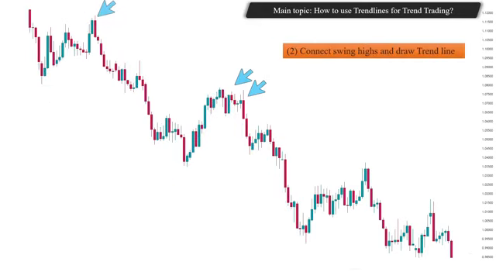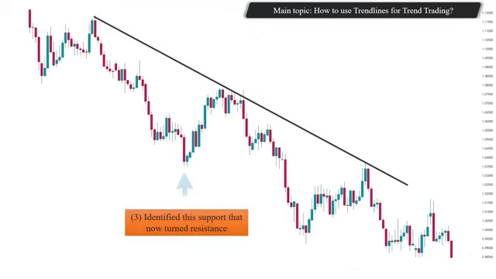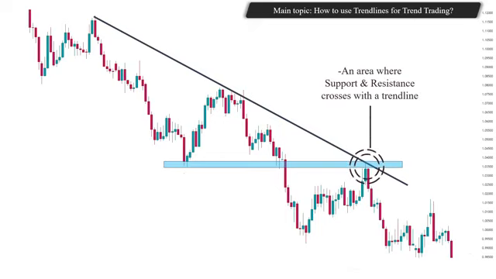Second, we will connect these 3 points and draw the trend line. Also, remember to have it stretched further in case the price comes back up to it. Third, if we look left, we could spot this support level turned resistance here and have it drawn in. Fourth, we have identified this area where support and resistance crosses a trend line. This level is also what we call an area of high convergence.